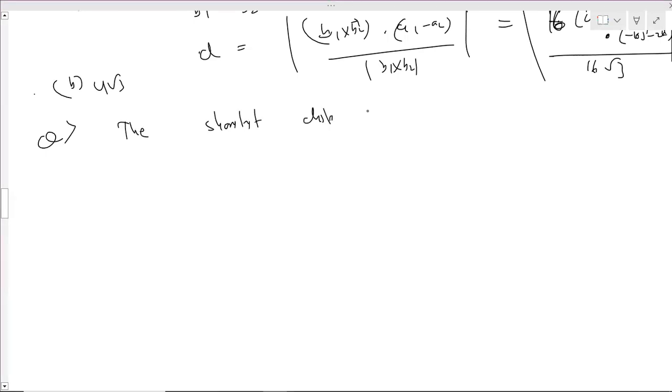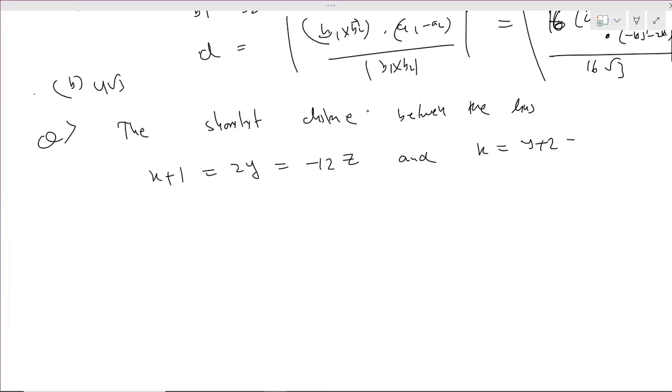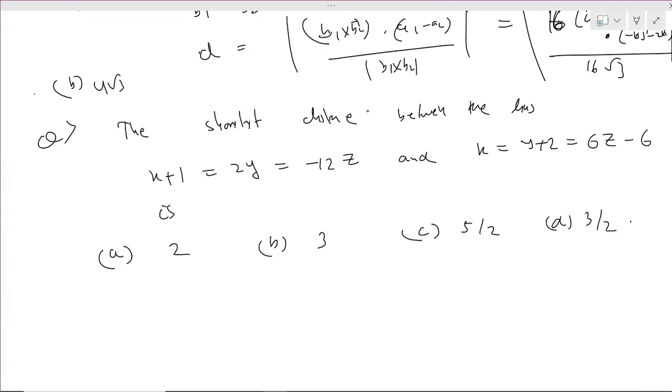The shortest distance between the lines x plus 1 equals 2y equals minus 12z and x equals y plus 2 equals 6z minus 6 is: option A is 2, B is 3, C is 5 by 2, D is 3 by 2. Alright. Same concept. Please solve it. 2 minutes for this also.